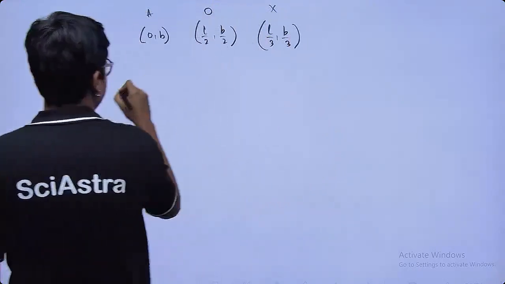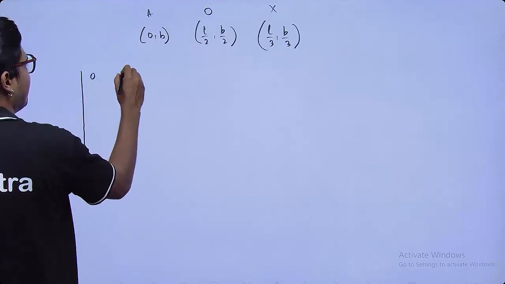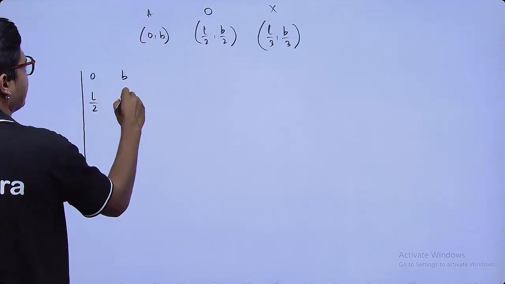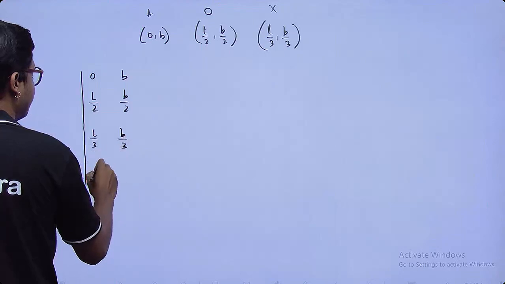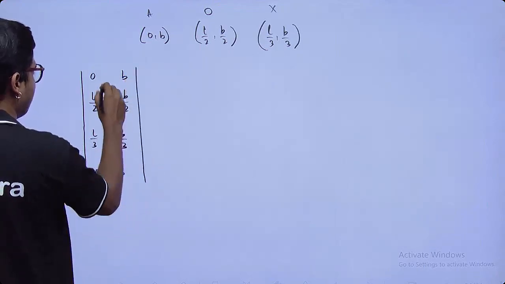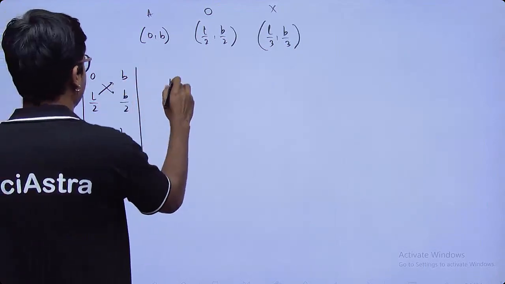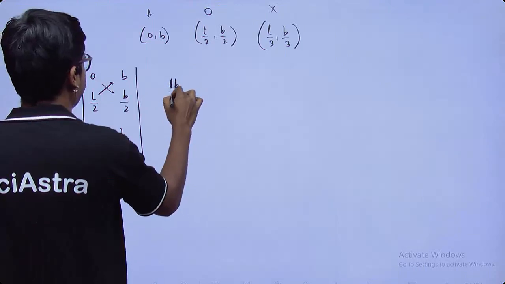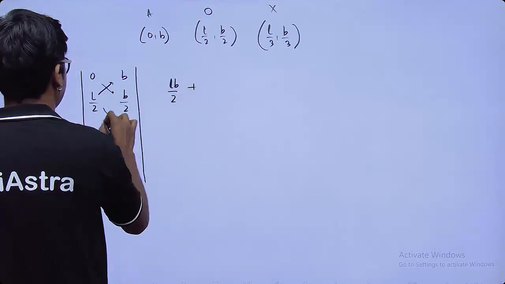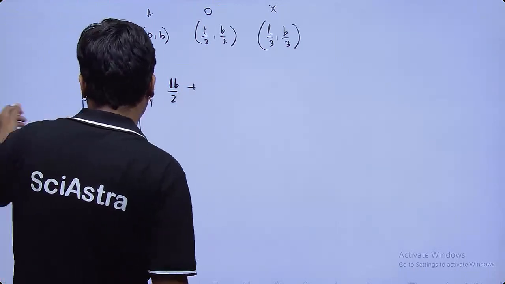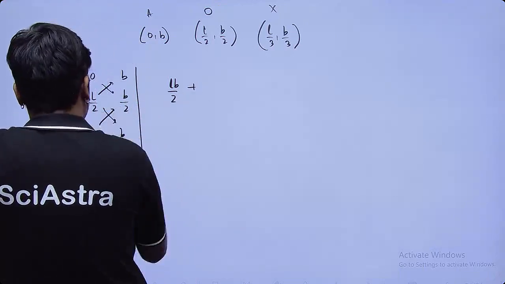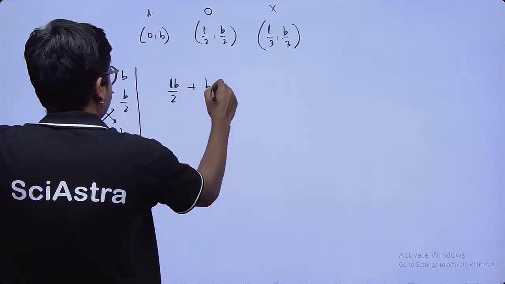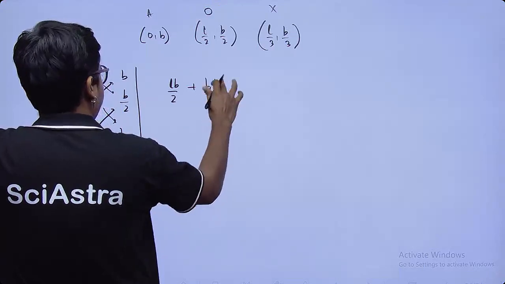Let's look at the value of this, okay? So what do we do? 0, B, L by 2, B by 2, L by 3, B by 3, and then 0 and B again. What are you getting from the first one? BL by 2 plus BL by 6. This is also going to be BL by 6, right? So difference is going to be 0. This is going to be BL by 3. Right? This is what you're getting.